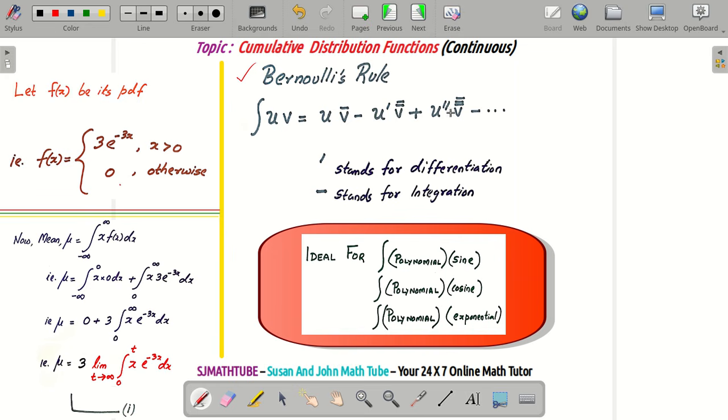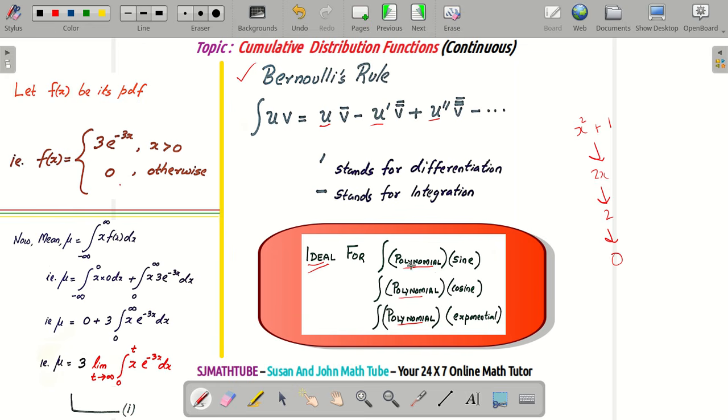V bar 2 times. You keep on increasing the number of dash and bar. And this dash stands for the derivative. That means you're actually differentiating U again and again. And you can see the ideal situations. I have kept polynomial in all the cases. And I'll give a very simple example, x square plus 1. If you differentiate this, you get 2x. And the second derivative is 2, and after that it will vanish.